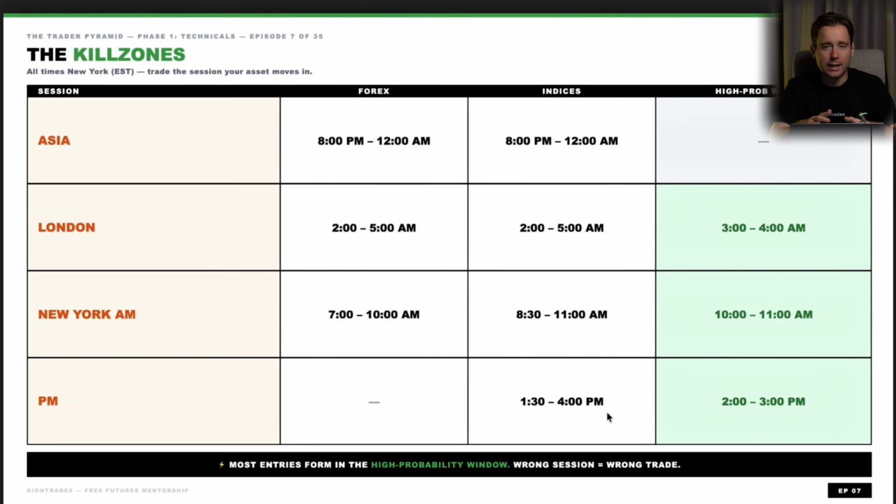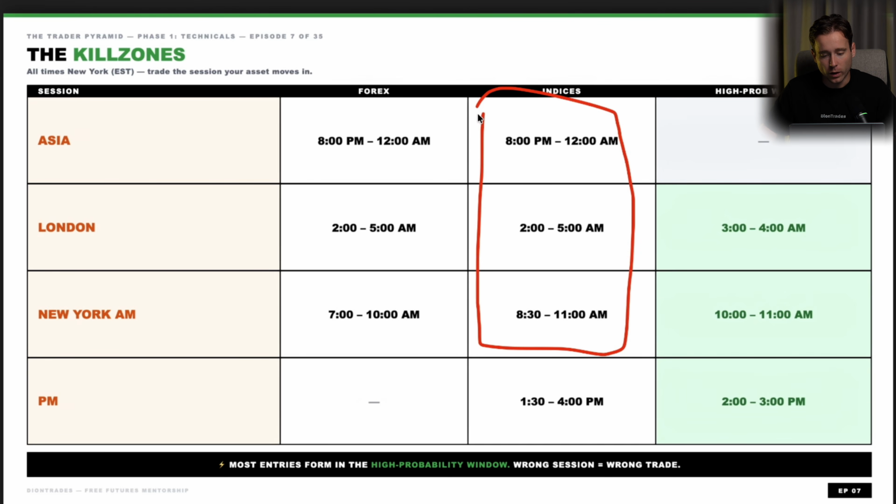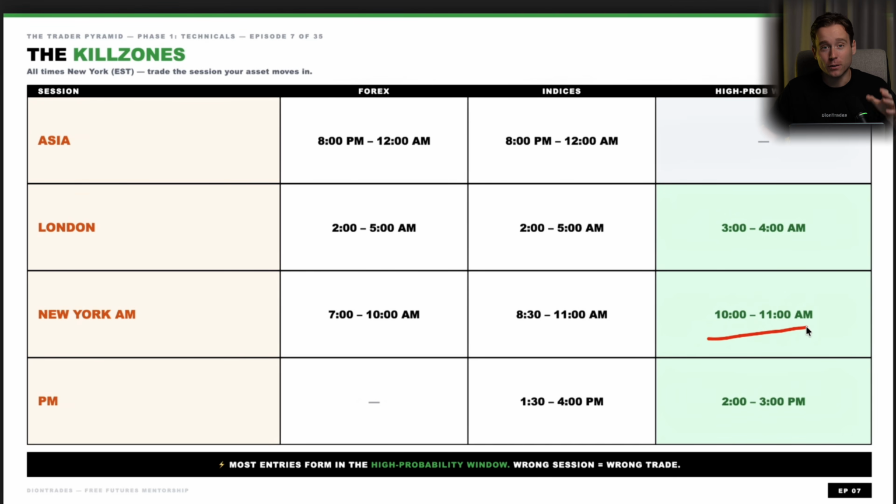And you've probably seen this schematic already, but how to use it. If you want to trade the dollar pairs on futures, you can use this side of the schematic. If you want to use the indices like NASDAQ, ES, YM, here is where you need to take your entries. And the highest probability windows, the silver bullet windows, is for London session between 3 and 4. For New York AM from 10 till 11. That's why we have the 10 a.m. game. If you go back to episode 1 of this mentorship, you see that is why the 10 a.m. game is so powerful. And 2 to 3 is for the PM session. And most entries just form in this high probability window. And what you will see is that if you trade outside of these windows, your win rate will just go down. And you don't want that.